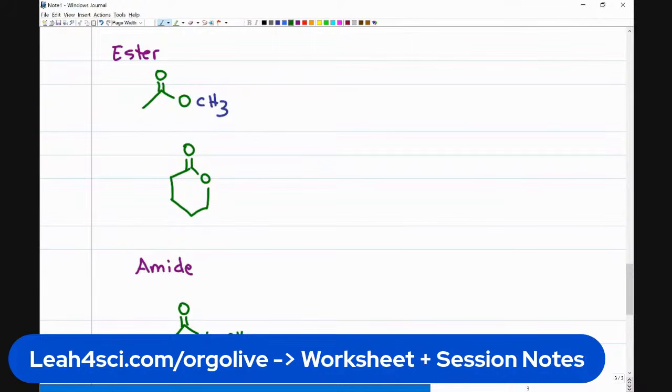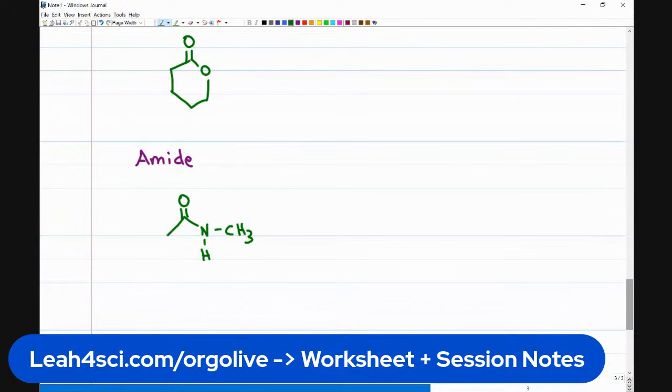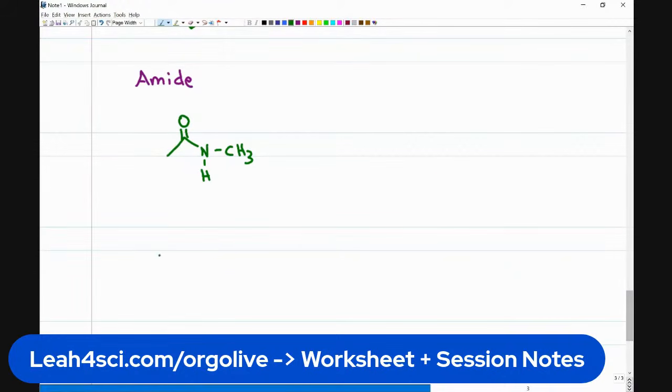This is a cyclic ester. Can anyone tell me the name of a cyclic ester? And if I do the same thing to the amide, I have my carbonyl, I have a nitrogen, and the R group happens to be attached in a ring to the parent chain. We'll give an extra hydrogen because nitrogen has an extra bond. And this is a cyclic amide. What is the name for both of these?